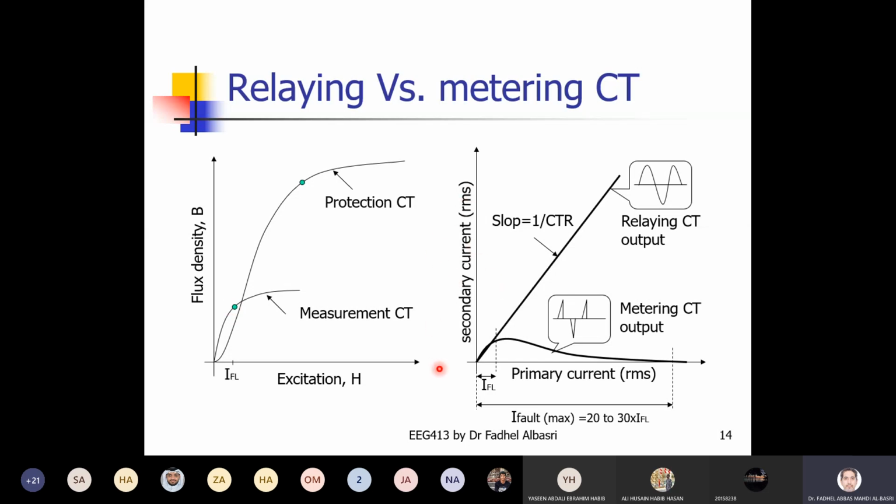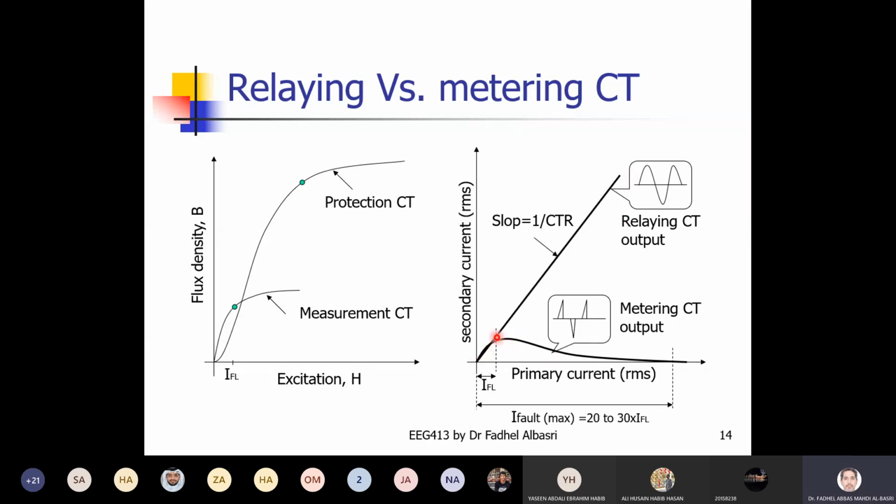In terms of its output, if I compare the ratio between the secondary and the primary current, the ratio has to be linear, right? Because if I have a CT that changes the ratio from 100 to 5, if I put a primary current of 100, I should expect 5 amperes at the secondary. If I put 1 at the primary, I should get 0.05 at the secondary. The ratio has to be the same. Okay.